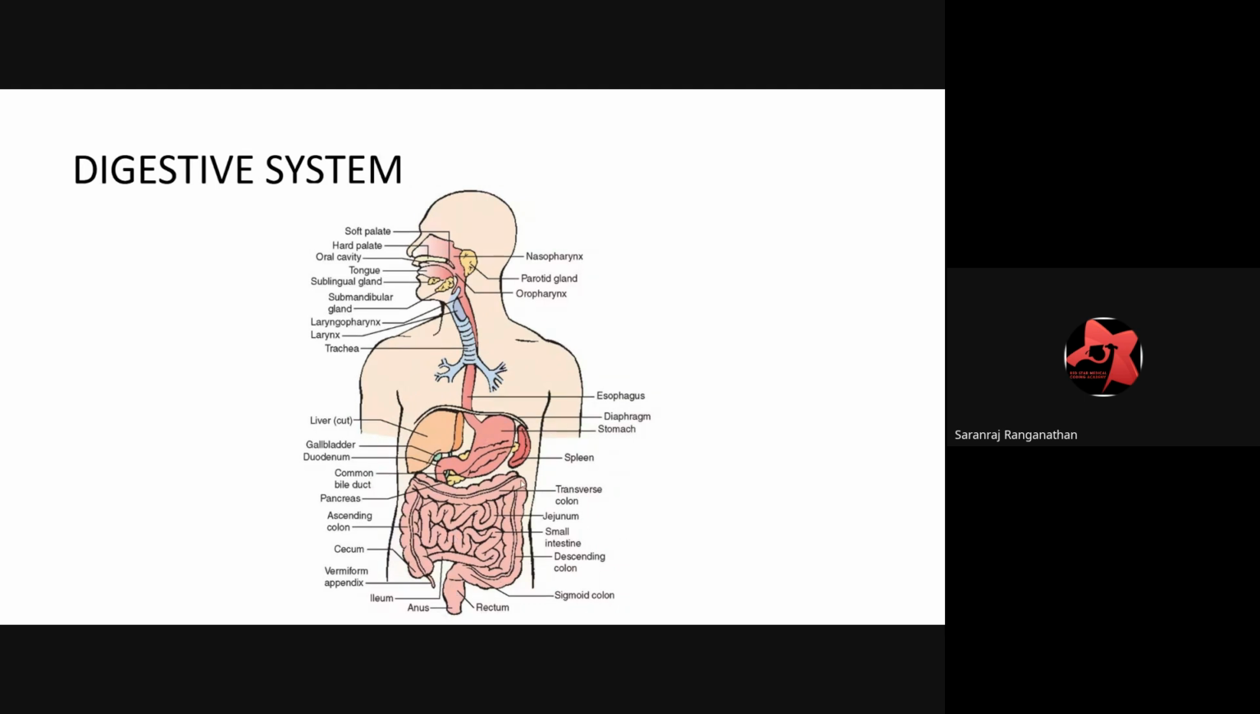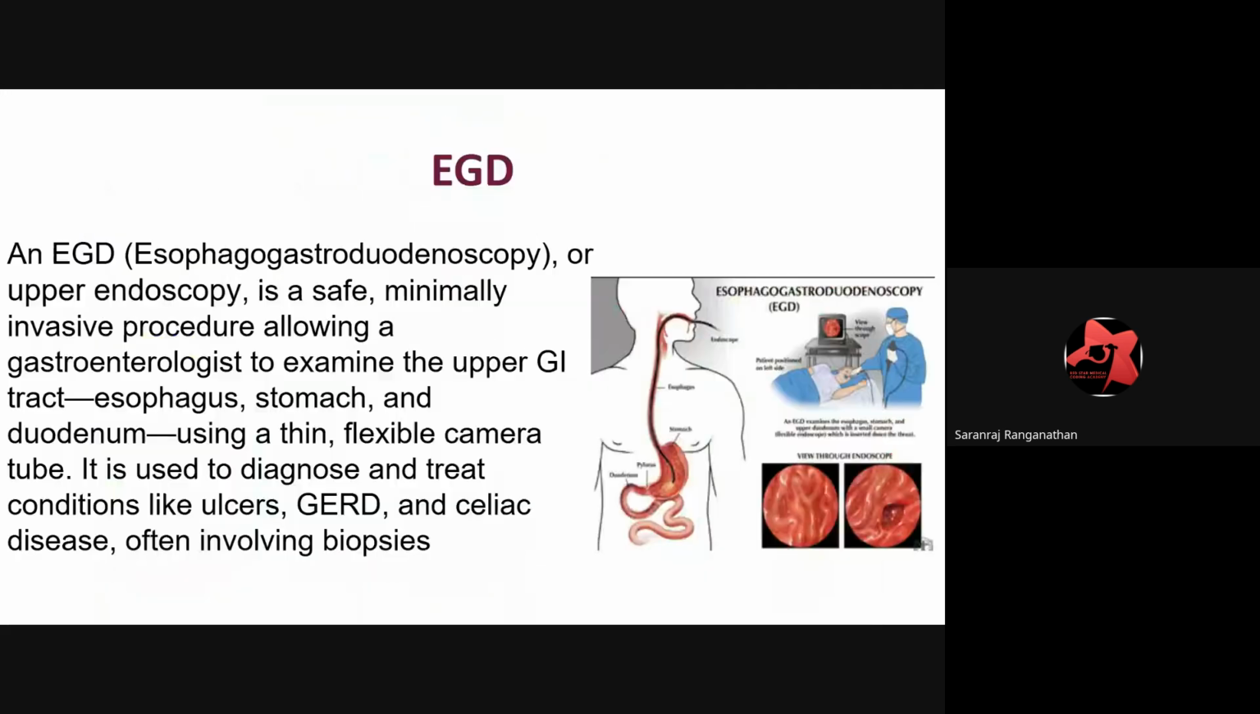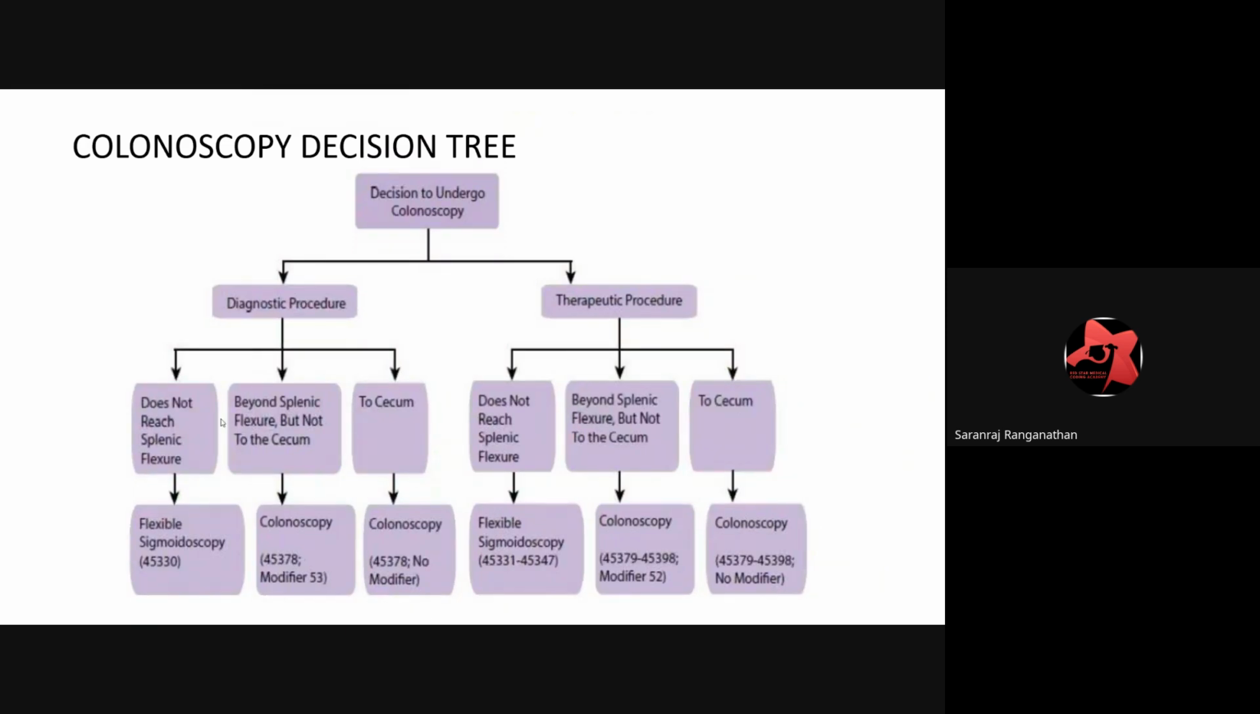So how much it has reached, based on that we have to give the CPT. So this is a transverse colon, this is an ascending colon. So you can see they have given a CPT. First one does not reach the splenic flexure means from the anus to rectum and it will reach the sigmoid colon. It is towards the splenic flexure but has not reached the splenic flexure. In that time, we have to consider that as a flexible sigmoidoscopy. If it is done for a diagnostic purpose, we have to use the CPT 45330.